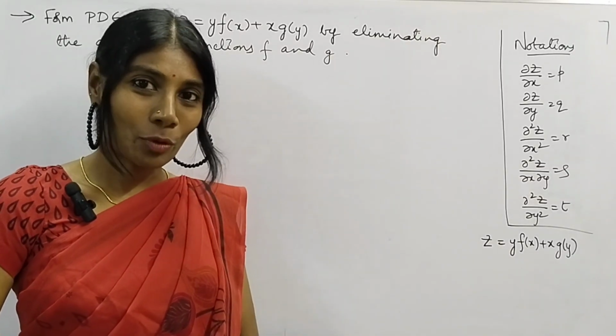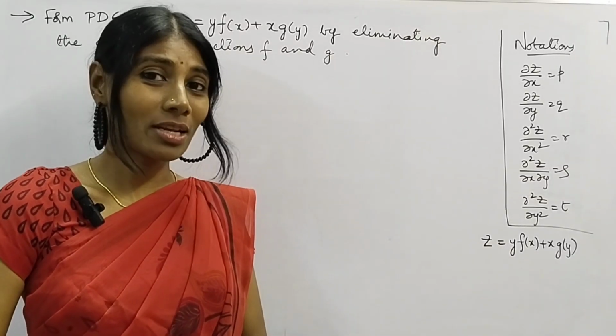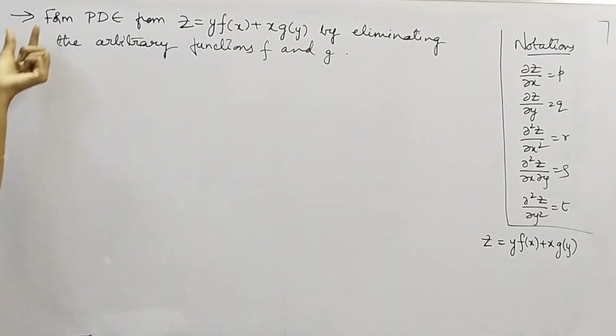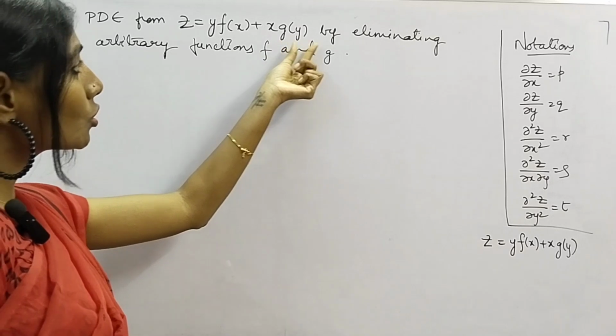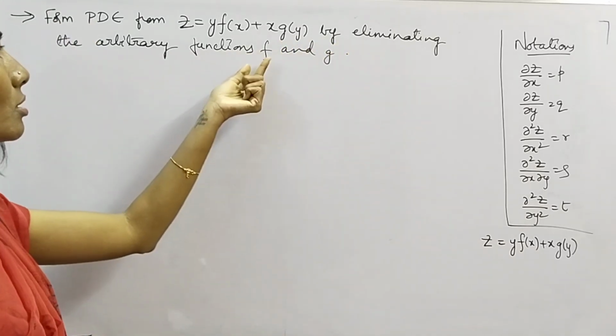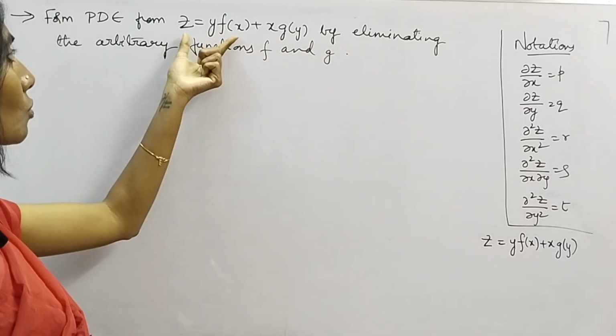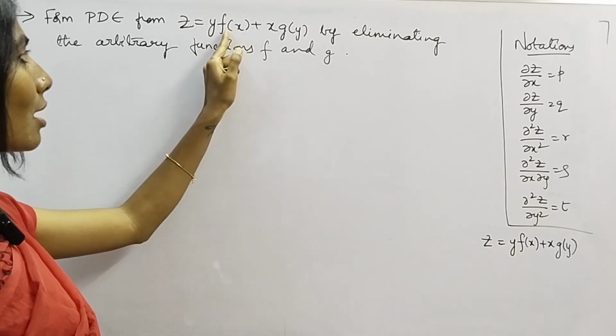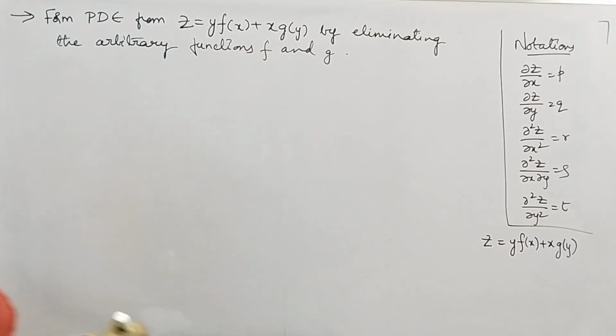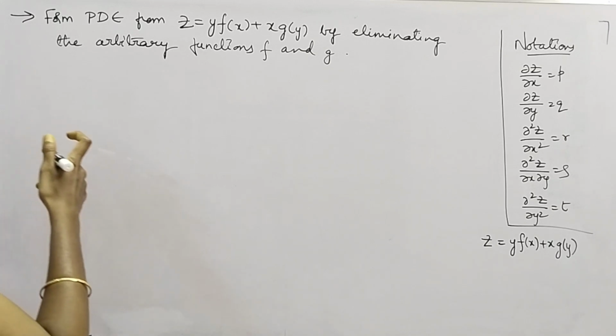In this video, we're going to see a problem from partial differential equations. So let's get going. Problem: form a partial differential equation from z equal to y into f of x plus x into g of y by eliminating the arbitrary functions f and g. So we are asked to form a partial differential equation from this relation by eliminating f and g, which are arbitrary functions. So let's see.